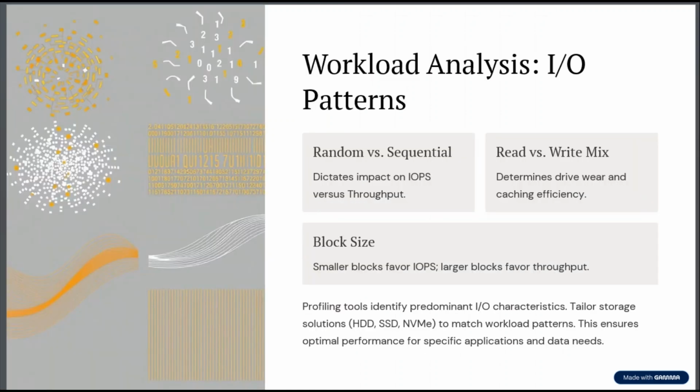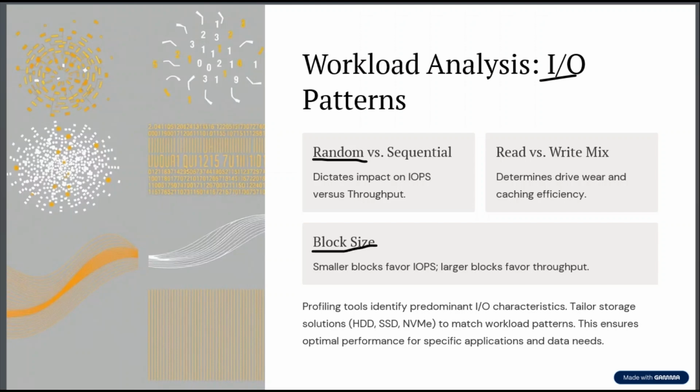Now let us understand workload analysis, input output pattern. Random versus sequential. We are considering it as corresponding to input output operations. Now random versus sequential dictates the impact on IOPS versus throughput. Random storage would have less IOPS, while sequential has faster and greater IOPS. Read versus write mix determines drive wear and caching efficiency.